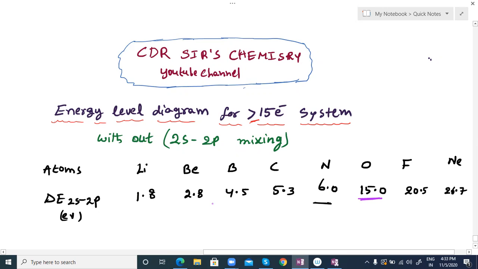You know that in either hybridization or molecular orbital formation, the orbitals which have the same symmetry as well as similar energy, only those can participate in mixing. That may be the formation of MOT or hybridization, anything. But here, more energy gap means they won't mix with each other. So that is the main reason why the 2s and 2p orbitals do not mix for more than 14 electrons, or oxygen onwards. The reason is more energy gap, and that energy value is 15 electron volts. Got it? This is the main reason.